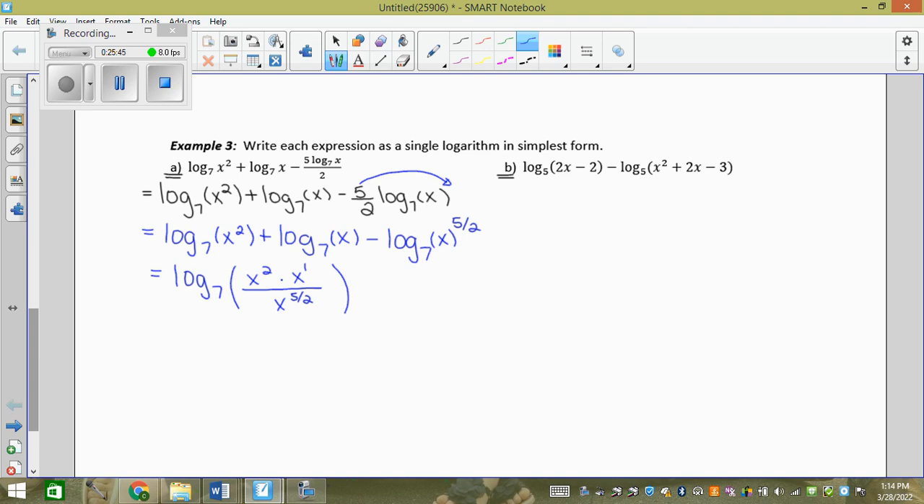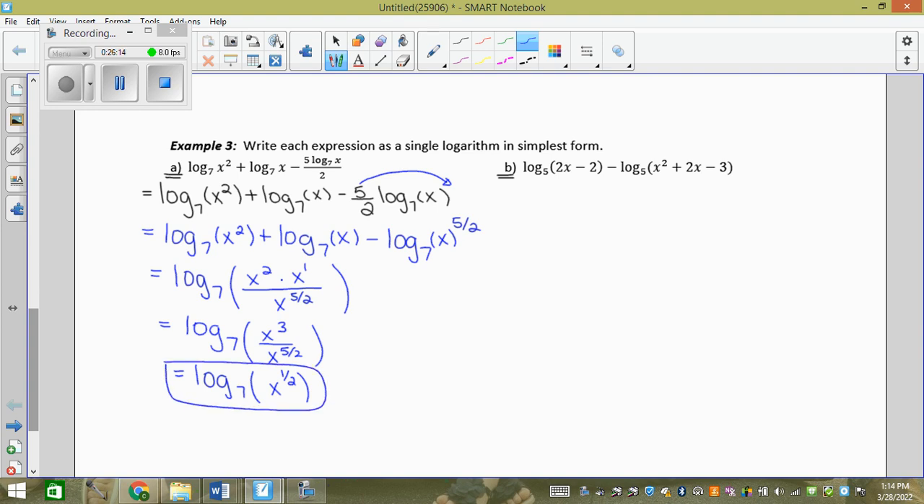So we're going to get log base 7. These are common bases, so we can put them together. This can be x to the 3 over x to the 5/2. And then what do I do when I have two x's and I'm dividing? Subtract. So I'm going to get log base 7 of x to the 3 minus 5/2, which is x to the half. Done.